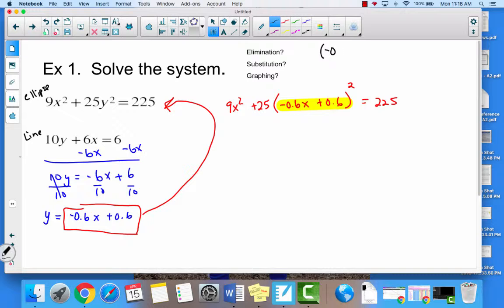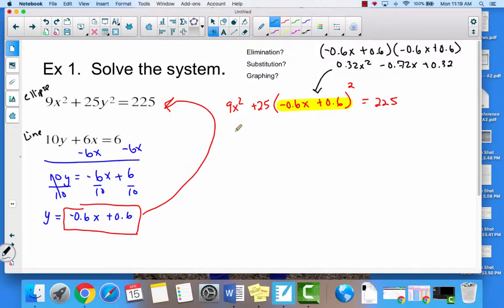So negative 0.6x plus 0.6 times itself, because there's two of them. If I FOIL all of that out, I'm going to get 0.32x squared minus 0.72x plus 0.32. This is just FOILing. I didn't show all the steps, but you should get the same thing. So make sure you try it and that you get the same equation. And that's what's going to go in here.